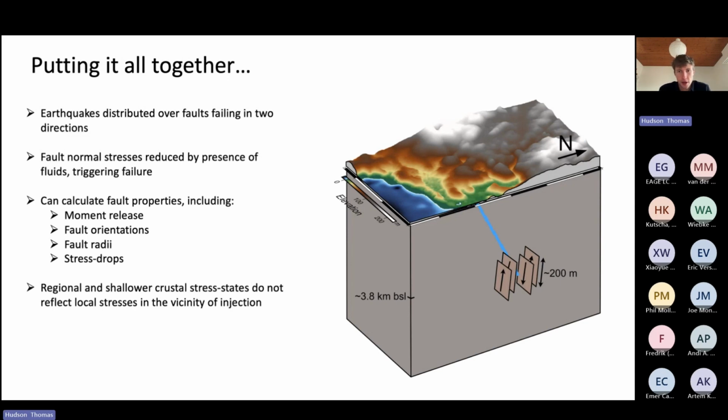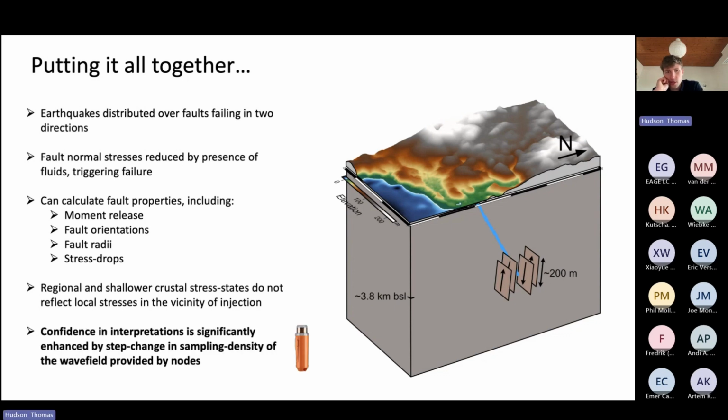So if we put all this together, as I finish up, we can monitor earthquakes using these nodal arrays, and we can detect more events using these new sensors. We can also calculate fault properties, including the moment release, fault orientations, fault radii, stress drops, and the orientation of the stress state, both at the injection site and in the crust above. Much of this wouldn't be possible, or is significantly enhanced, by this step change in sampling density of the seismic wave field that is provided by these new nodal technologies.